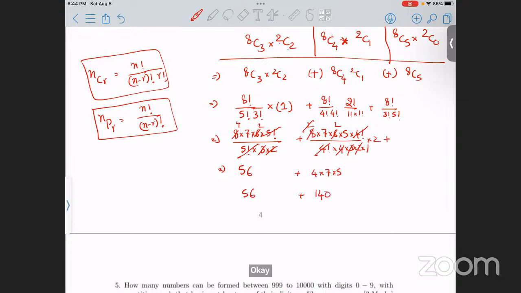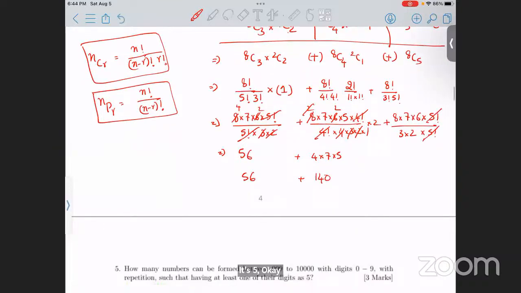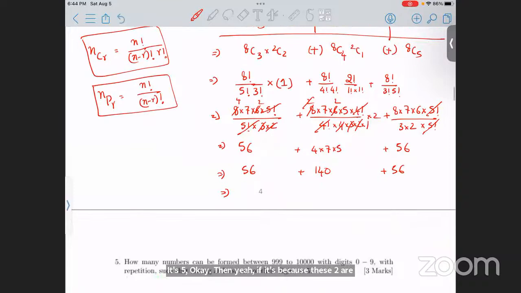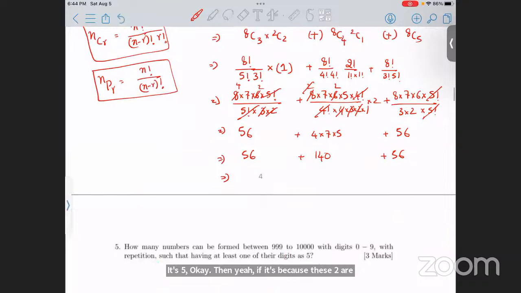And the last thing is 8 factorial, 8 into 7 into 6 into 5 factorial divided by 5 factorial into 3 into 2. The 5 factorial cancels, and yes, it is 56 because these two are the same. So what is the final value? 252. Okay.